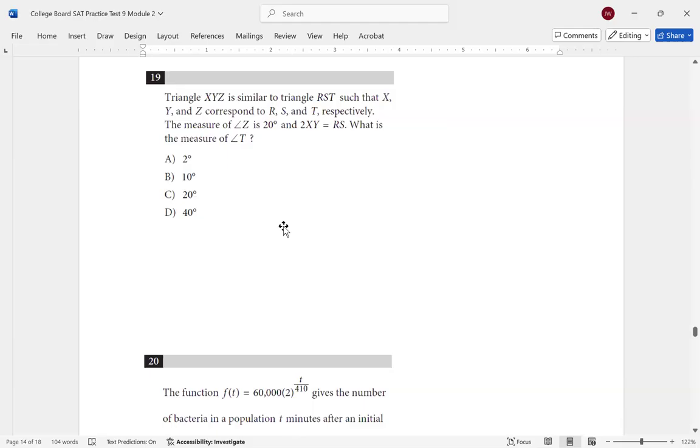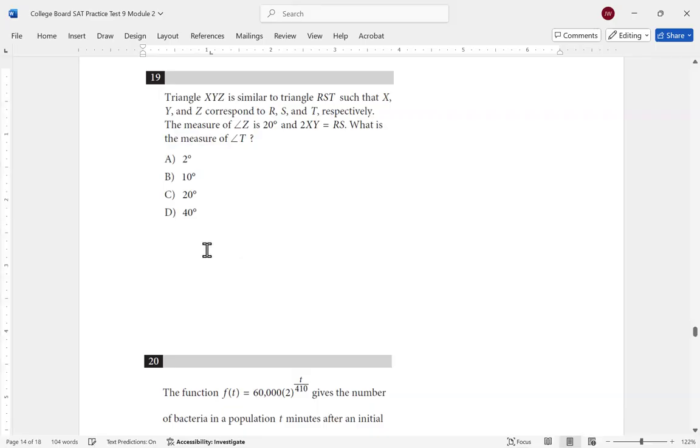Question 19. Triangle XYZ is similar to RST such that X, Y, and Z correspond to R, S, and T respectively. The measure of angle Z is 20 degrees. 2 times XY is equal to RS. What is the measure of angle T?